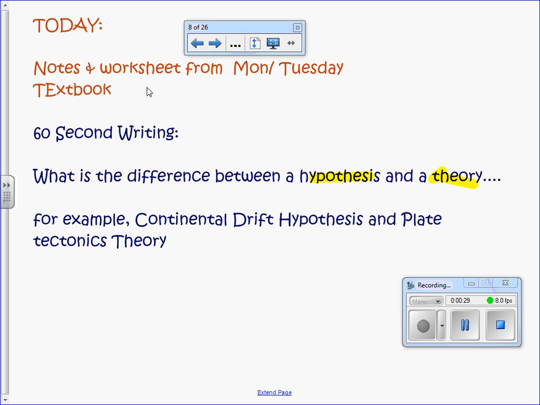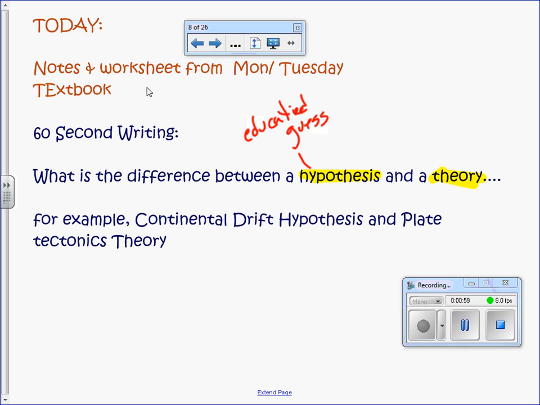So in terms of science, what's a hypothesis? What's a theory? Who wants to help us out here? Okay, what's a hypothesis? Okay, good. So a hypothesis is an educated guess. So you have some idea about a topic, educated guess. And so based on your observations, you guess what might happen.